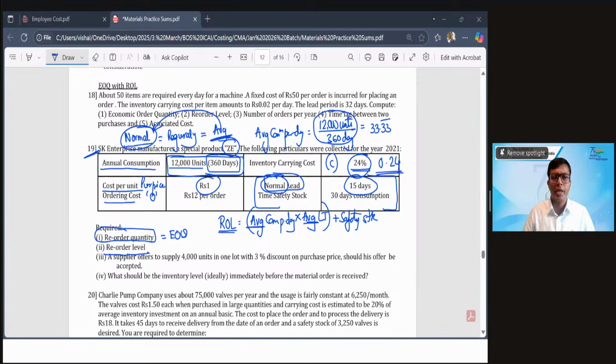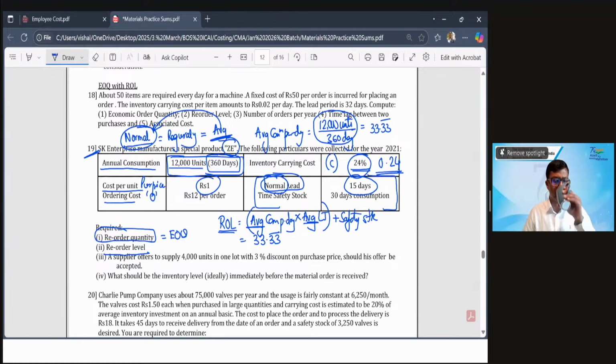Okay. So my average consumption per day is coming 33.33 recurring. Now, multiplied by what is my normal or average lead time given? It is 15 days.